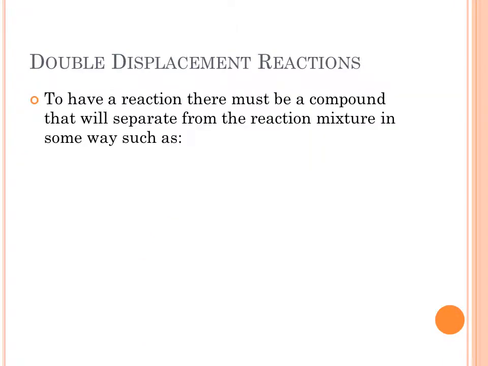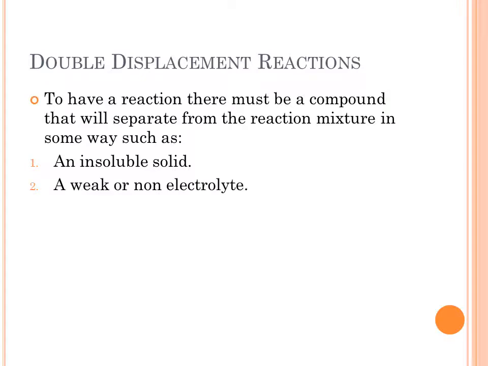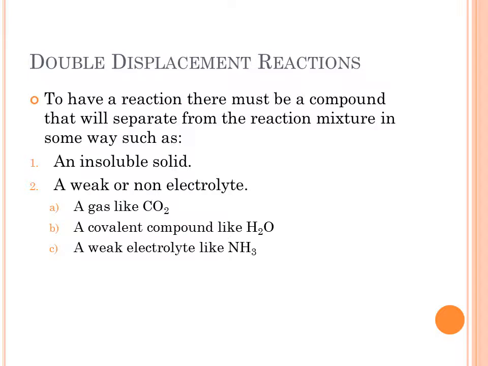There are a number of different types of reactions, but they'll all have one thing in common. There has to be a driving force to cause the reaction to occur, and you need an insoluble solid that is formed and precipitates from the reaction. You'll need a weak or non-electrolyte formed. For example, a gas like carbon dioxide could be formed. You can form a covalent compound like water, or a weak electrolyte like ammonia or acetic acid or something like that.